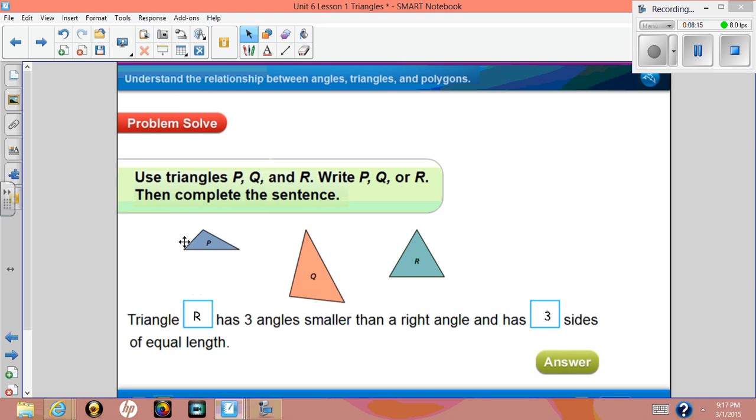Now it has, R has 3 angles smaller than 90. That is correct. And has 3 sides of equal length. It is an equilateral. And we are correct.